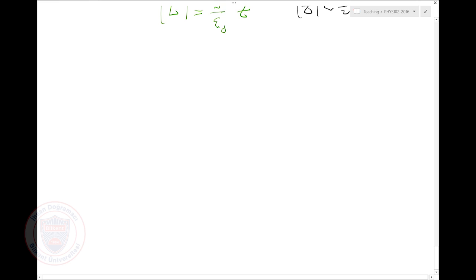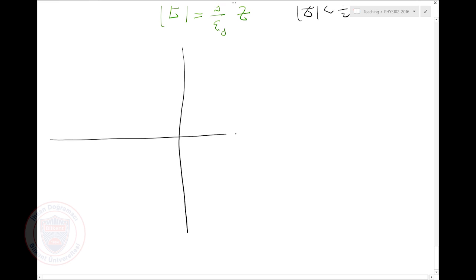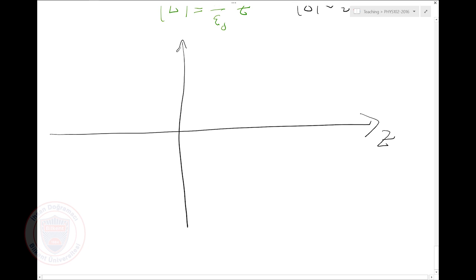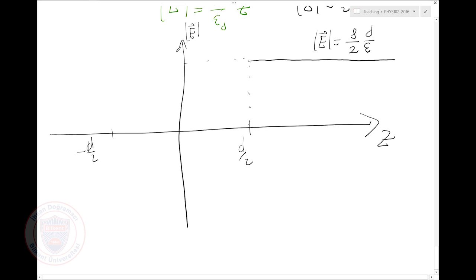So it's a good idea to maybe plot this, my electric field magnitude, as a function of z. Now if I'm outside the slab, the electric field is a constant, and its constant value is rho d over 2 epsilon 0.